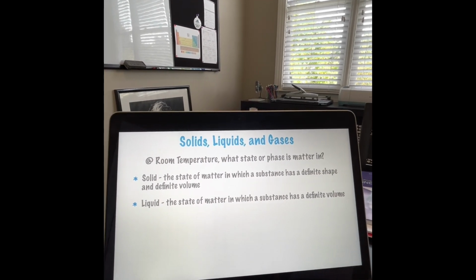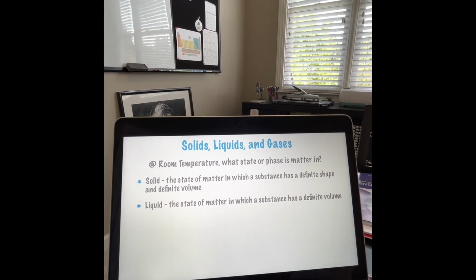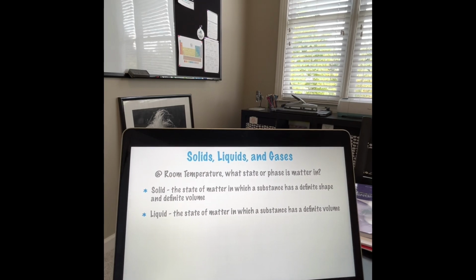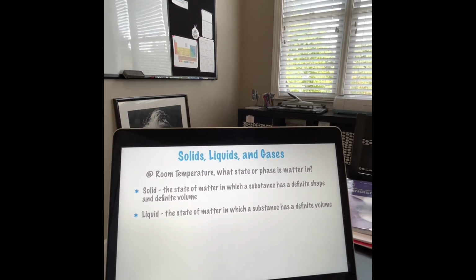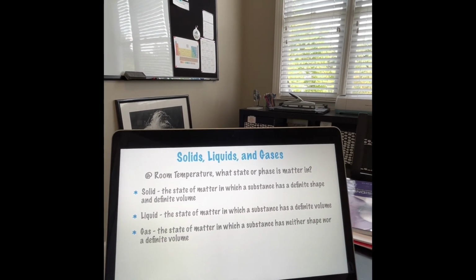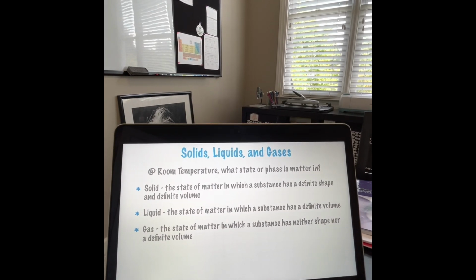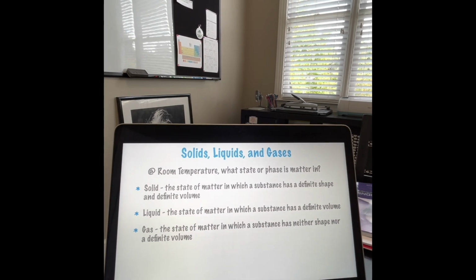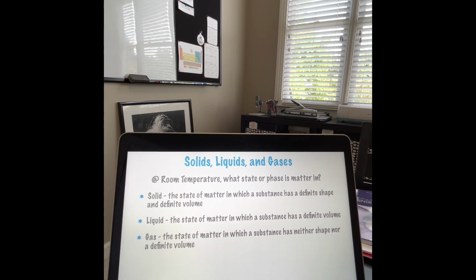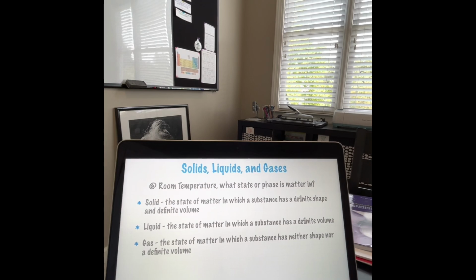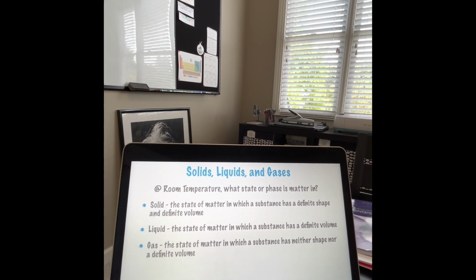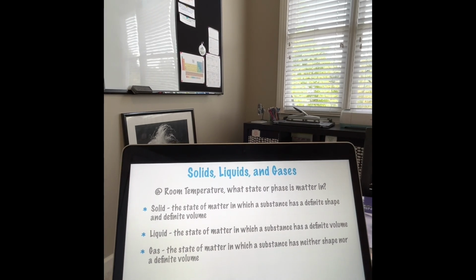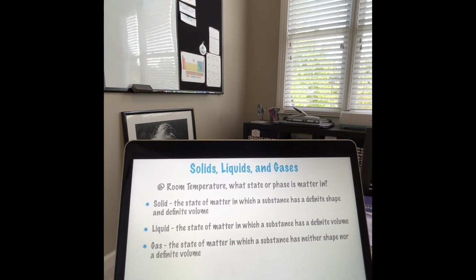So we have a solid that has a definite shape and a definite volume, and a liquid that has a definite volume and just conforms to whatever shape it's in. Then we have gas, the state of matter in which a substance has neither shape nor a definite volume. All right, unlike liquids, gases have no definite volume, but really what do we mean by that? Well, of course, gases have volume, but their volume changes to match the volume of whatever container they're in.